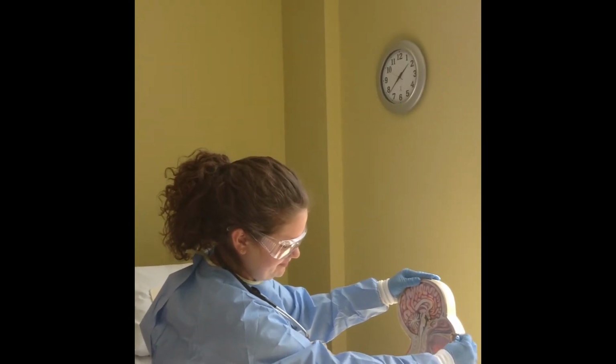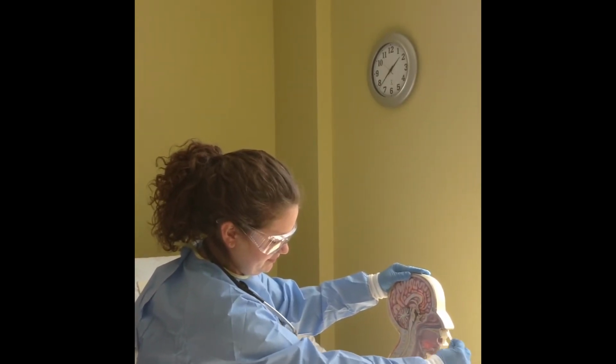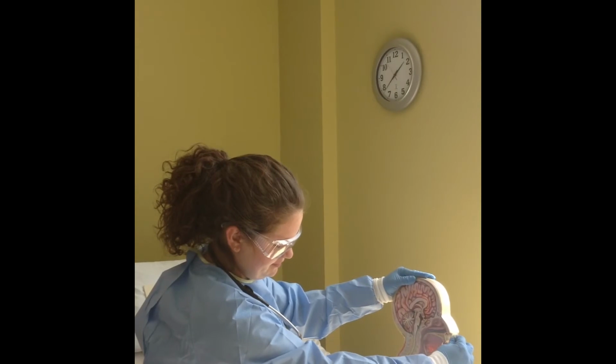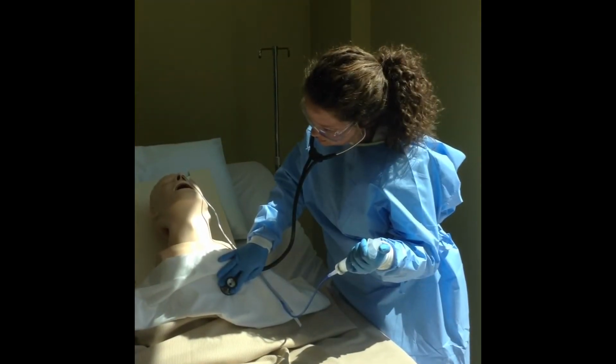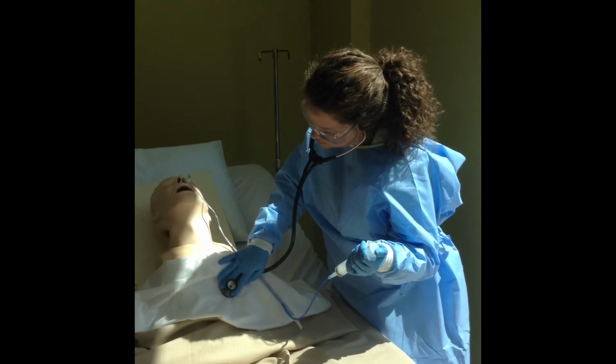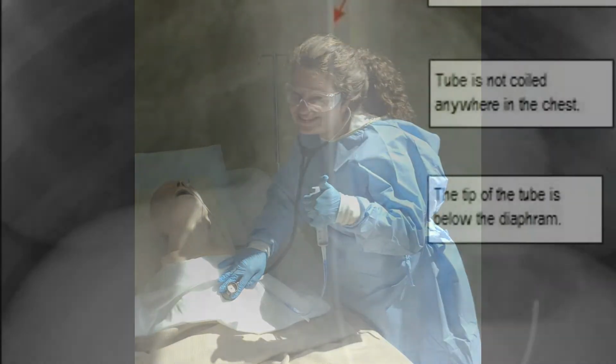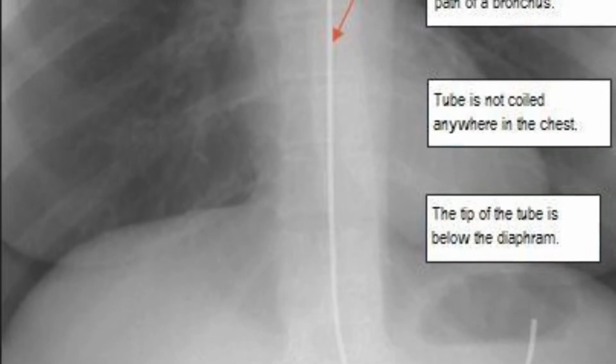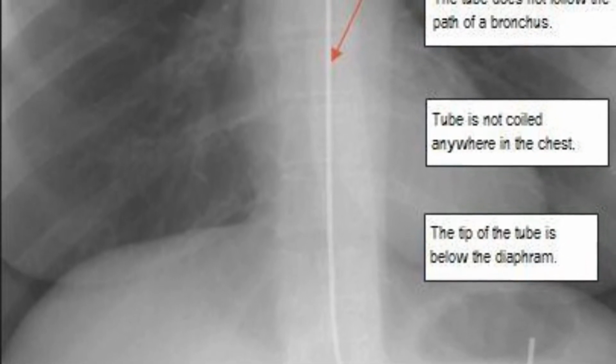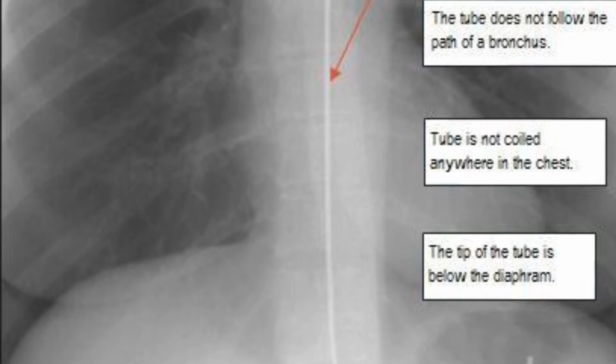When you reach the mark on the tape, stop. Then, inject approximately 10 milliliters of air through the tube while listening over the left upper quadrant of the abdomen with your stethoscope. You should hear a rush of air. And finally, the gold standard to confirm proper NG tube placement is with an upright chest x-ray.